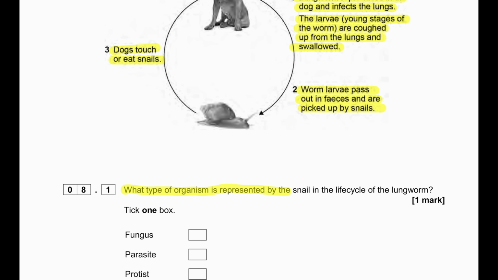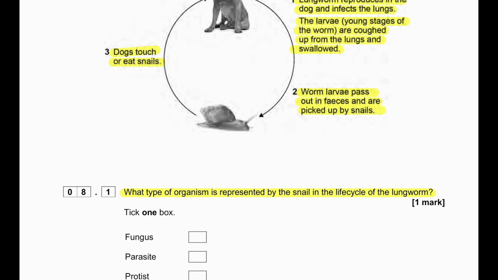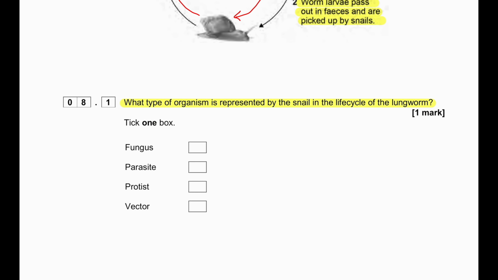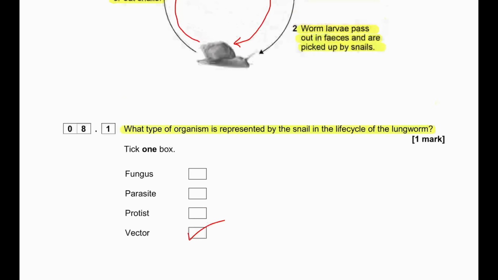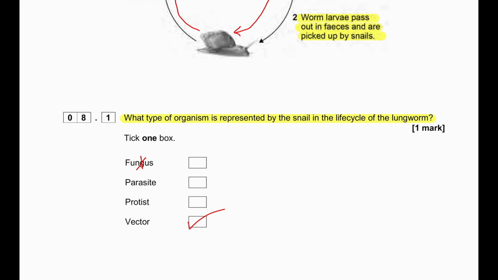What type of organism is represented by the snail in the life cycle of the lungworm? We can see the organism is a carrier of the lungworm back into a new dog. That means it is a vector, because it by itself does not get affected. However, it can pass on the lungworm to a healthy dog. A fungus is not the correct answer, and it is clearly not a protist. A snail is an animal, so it cannot be a fungus or protist. However, the snail by itself doesn't cause the disease, so it is not a parasite as well.